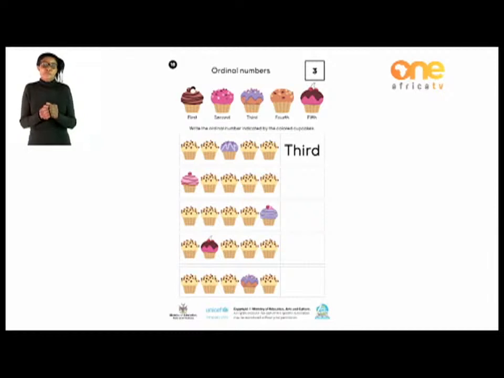Where is the pink and brown cupcake situated? And where is the blue and orange cupcake situated? Remember to fill in the words where the block is situated, or the empty block is situated. Fill in the word in that empty box. Let's continue over to page 19.